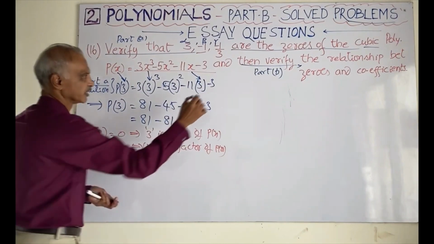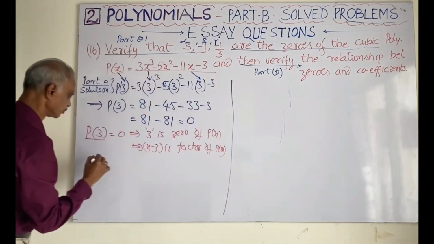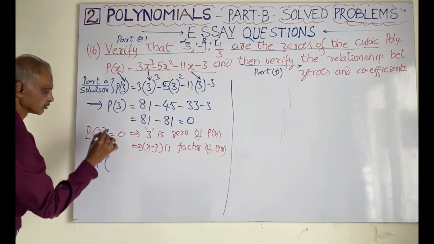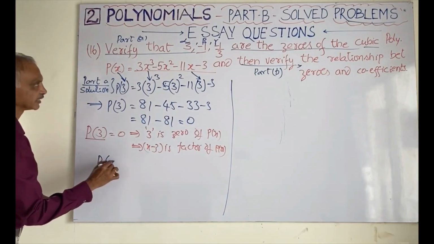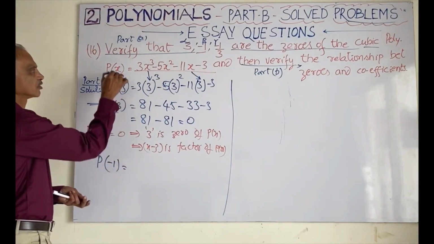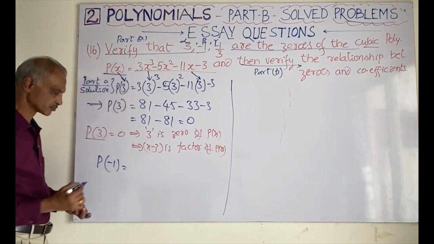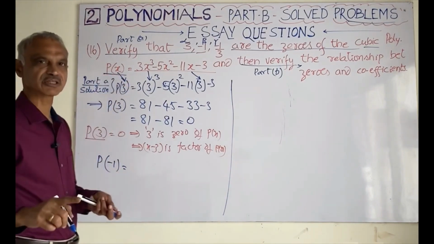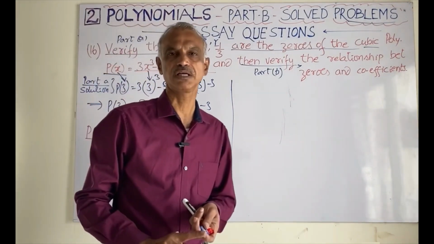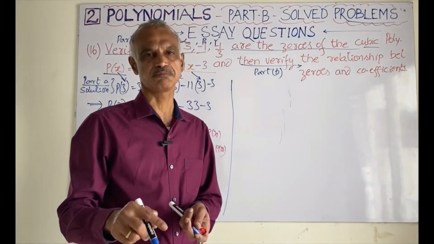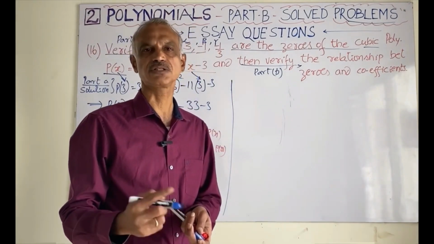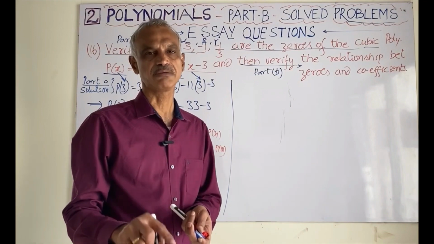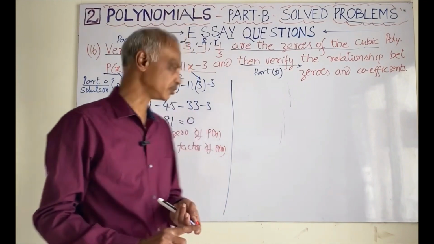Now next I will take P of minus 1. Substitute here. Now P of minus 1, I am taking minus 1 instead of x. We have to show that minus 1 is the zero of the polynomial. We have to show P of minus 1, that is the remainder, is equal to 0. Then we can say minus 1 is the zero of the polynomial.